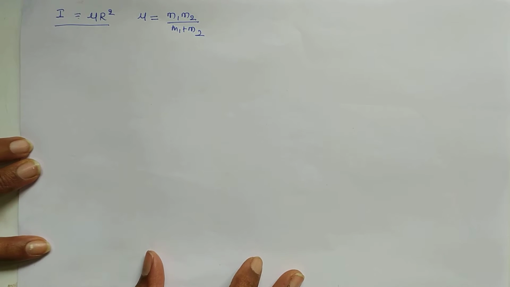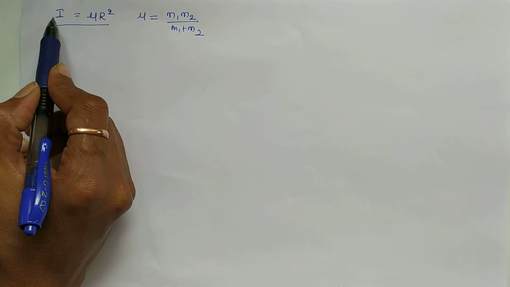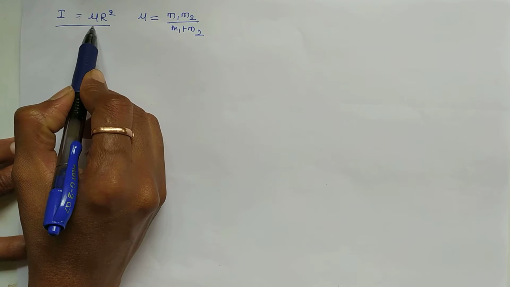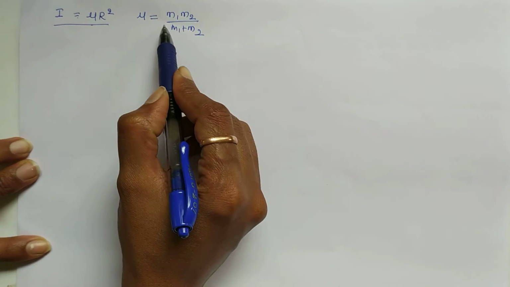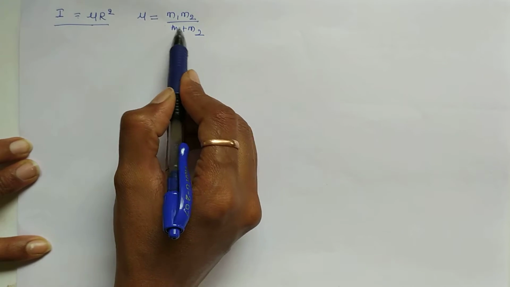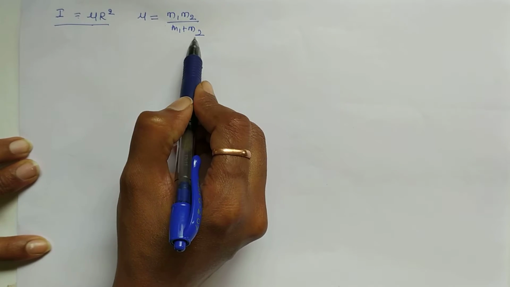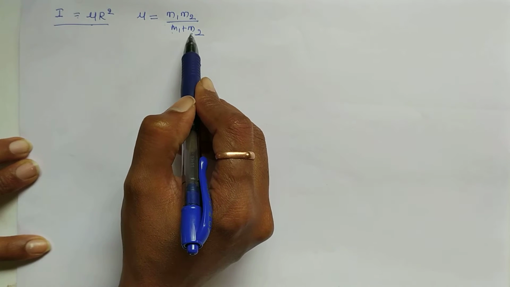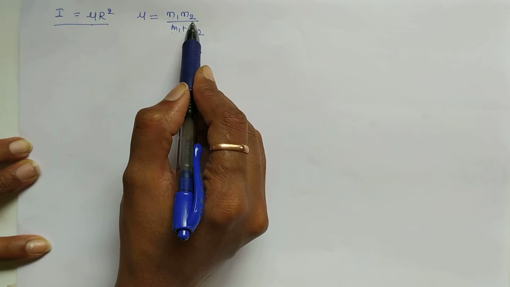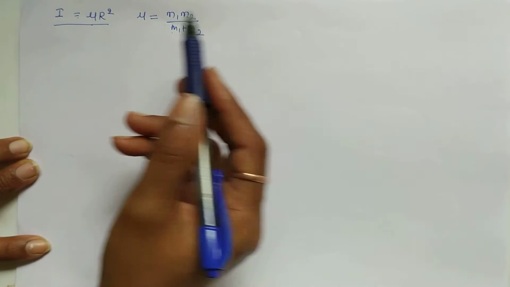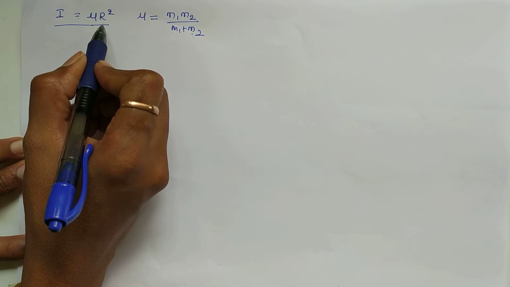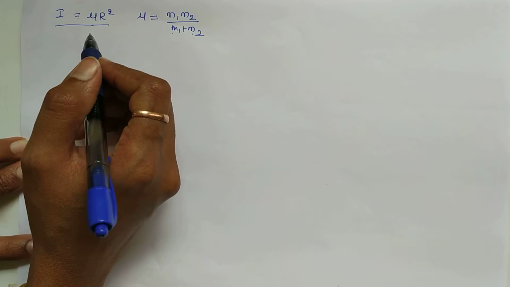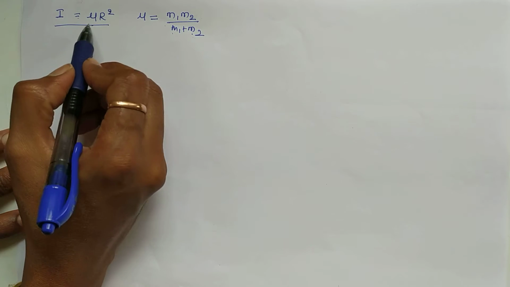What is I? I is the moment of inertia of the diatomic molecule and mu is the reduced mass, and this is given by the expression m1 m2 divided by m1 plus m2, where m1 and m2 are masses of atoms of the molecule. m1 is the mass of the first atom and m2 is the mass of the second atom. And r is what? R is the distance between the two atoms of a diatomic molecule.